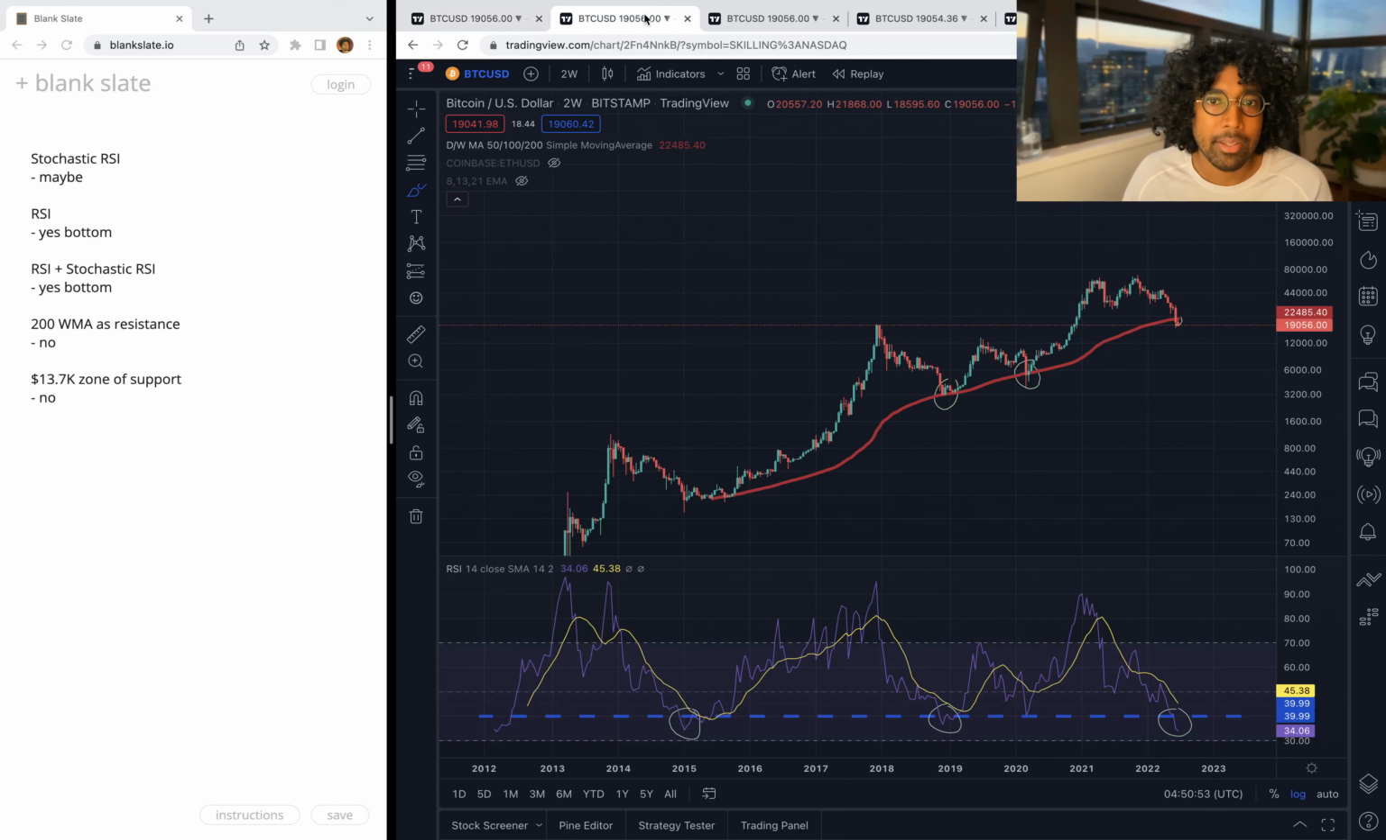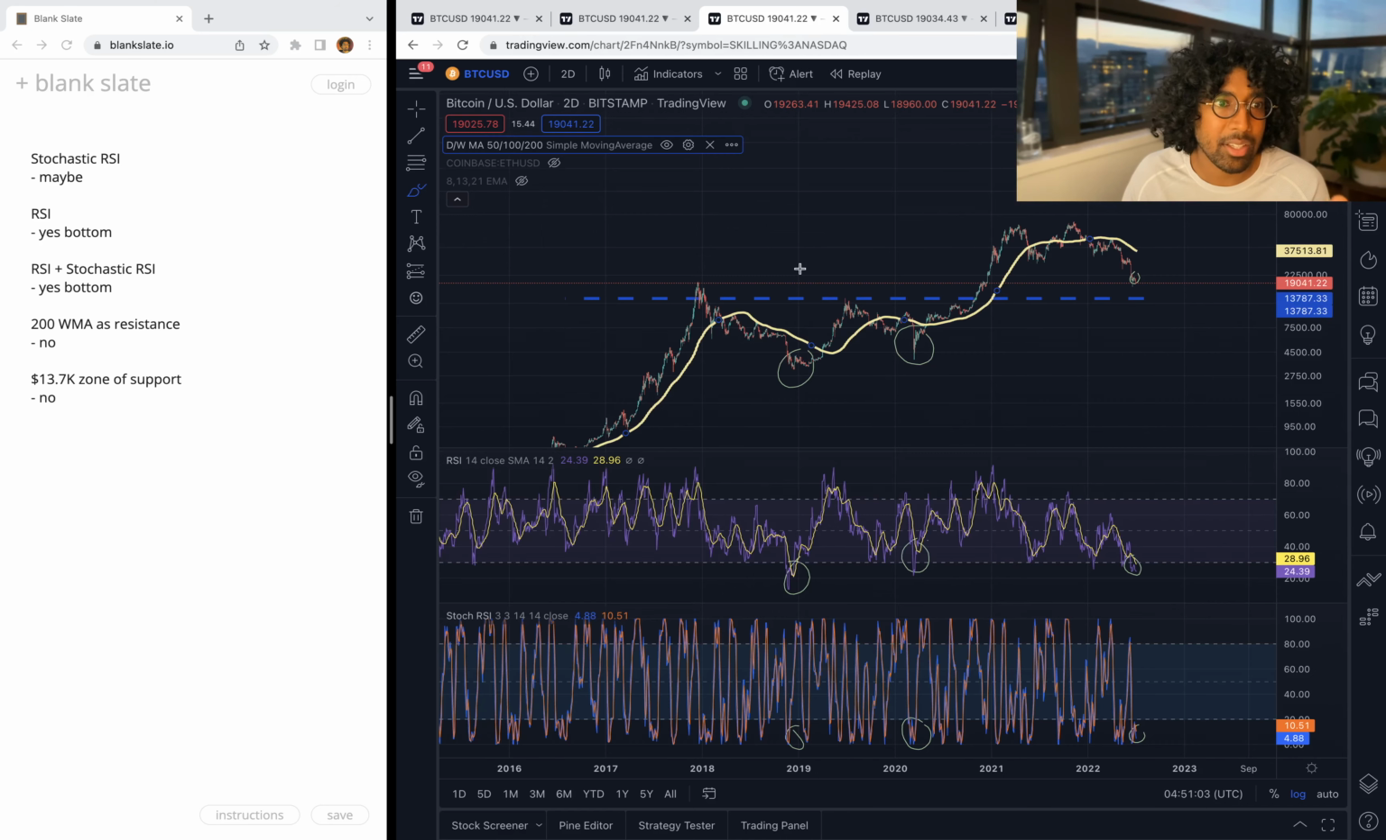The RSI, have we bottomed? Yes, right? This is a clear yes. According to this, we've bottomed, and that's just the deal. So we have one maybe, one yes. If we look at stochastic RSI and the RSI, we've also bottomed here. This is this really ugly chart. I really hate it. I really don't even want to look at it.